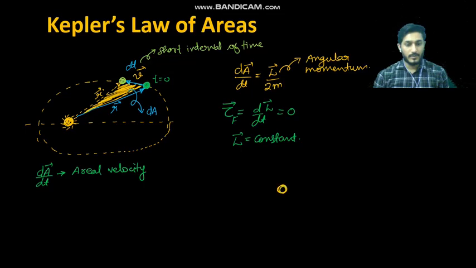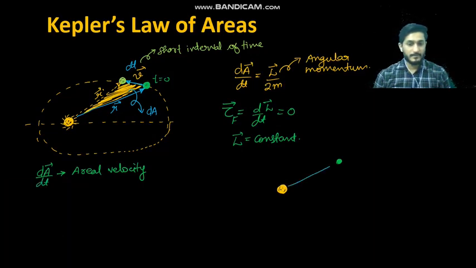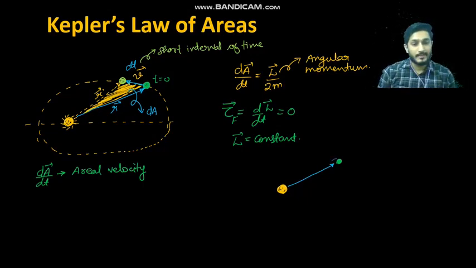So here is the sun, and here is Earth, and this is the position vector. Now if I ask you what is the direction of force, obviously it must be towards the center of the sun. The force acting on Earth with respect to the sun must be in this direction, right? And this is the position vector r vector.